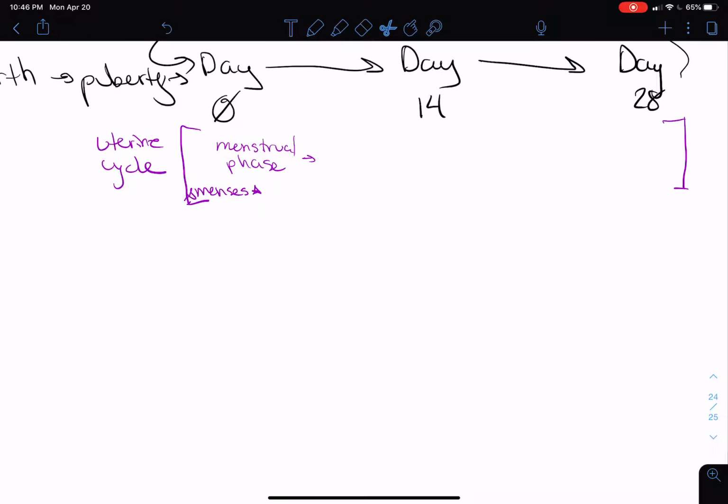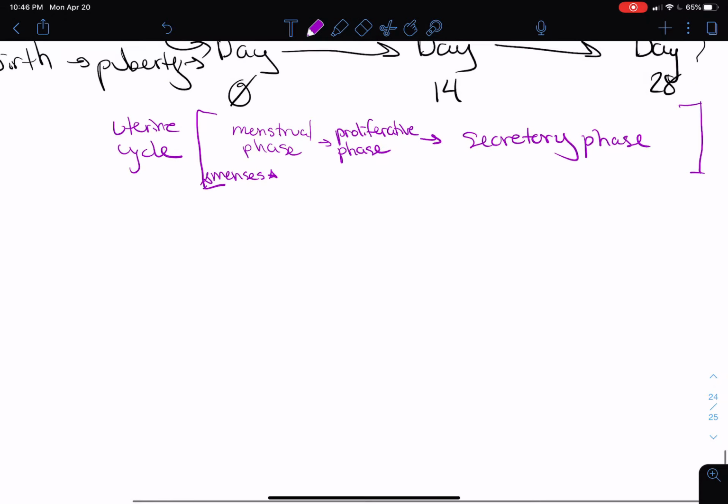Okay, and now we go into the proliferative phase. So we shed the lining, we're starting to build up the lining, then we finally have ovulation at day 14, and then we move into the secretory phase where we're building it up in case there's an actual implantation. That's it. All right.